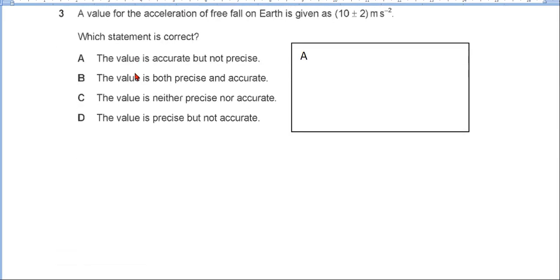Question 3. A value for acceleration of free fall on Earth is given as 10 plus or minus 2. So the value is inside this uncertainty range, but the uncertainty is too big, so we choose answer A. The value is accurate but not precise.